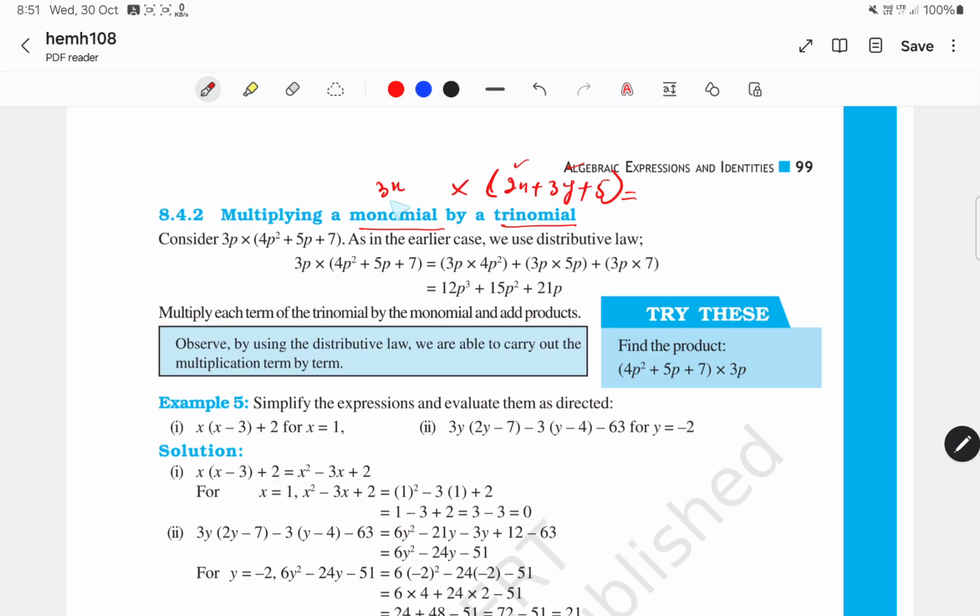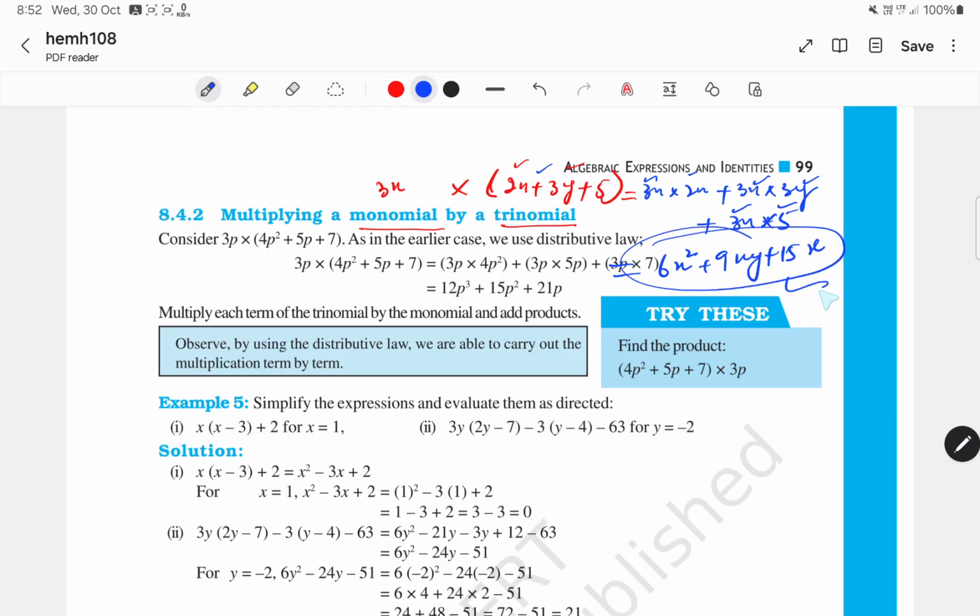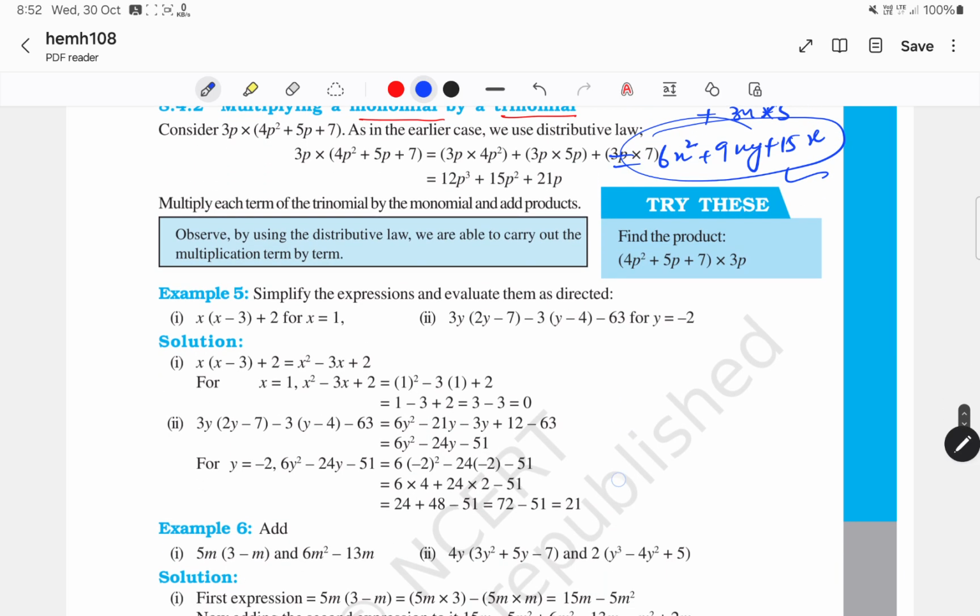So we can write it: 3x is multiplied with 2x, plus 3x is multiplied with 3y, then 3x is multiplied with 5. Now we multiply the coefficients: 3 into 2 is 6, x into x is x square, plus 3 into 3 is 9, then x into y is xy, plus 3 into 5 is 15x. Okay, this is the answer for this. And we can write various examples for that.